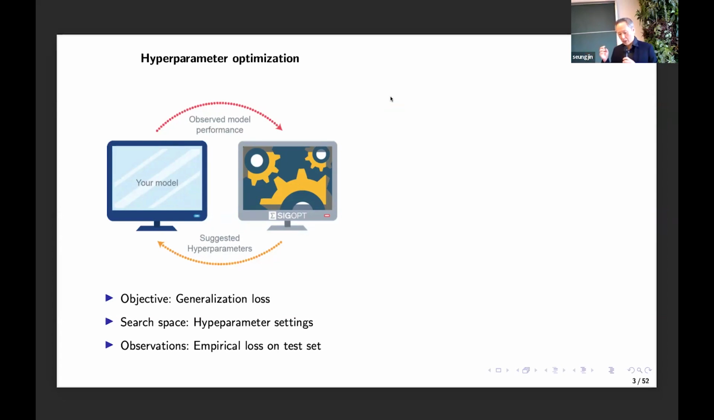But you probably already know that the validation requires long training, and it's laborious and painful. So we would like to choose a good set of hyperparameters without training the neural network too much. This is a typical application of Bayesian optimization. The objective is the generalization loss, and the closed form function is not known to us. The search space is the hyperparameter settings, and the observation is the empirical loss on the test set.